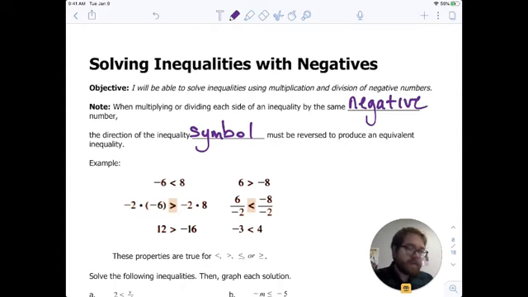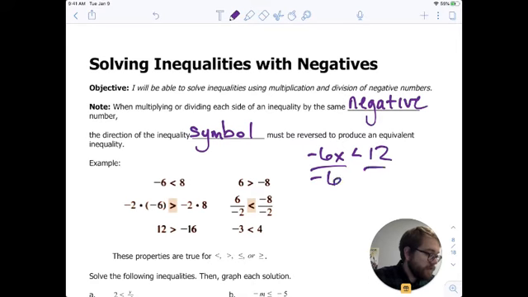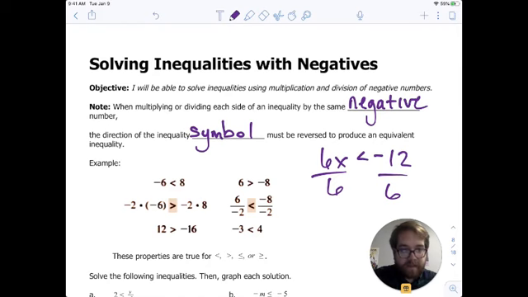Let me clarify just one thing with that. That is only when you're multiplying or dividing by a negative. It's not when you're multiplying or dividing with a negative. So if I have negative 6x is less than 12, and I divide by negative 6, then I'm going to have to switch the sign. But if I did it like this, 6x is less than negative 12, and I just divide by 6, I don't have to switch the sign. I would keep the sign the same in that situation. And we'll talk about that again in a second, but just to make sure that's clear.